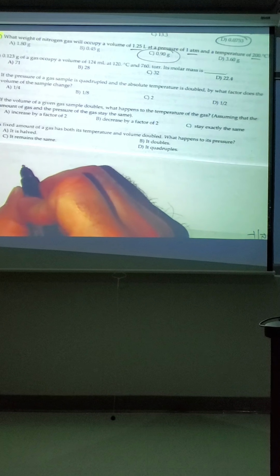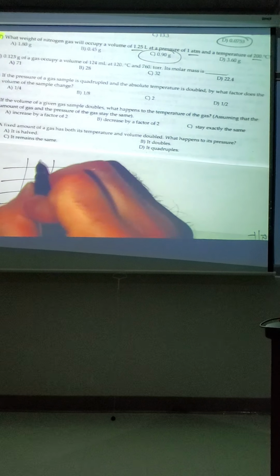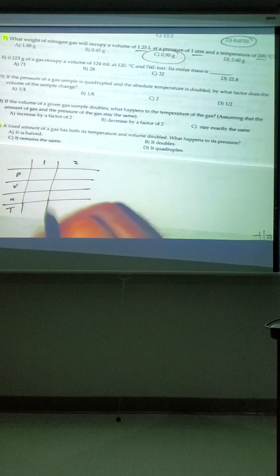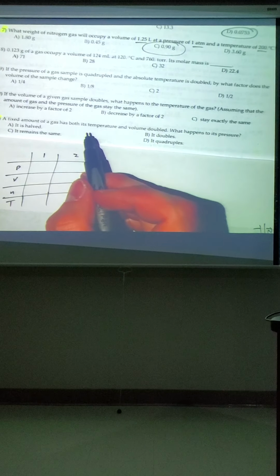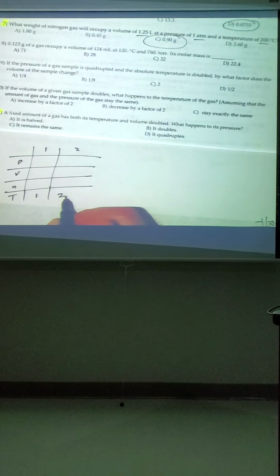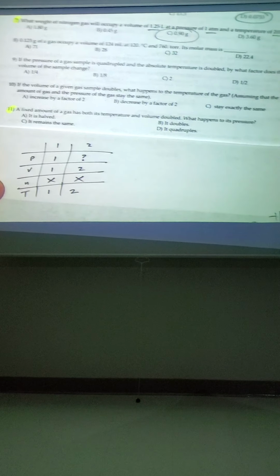So here we're going to take a chart and have 1s and 2s, P's, V's, N's, and T's. Here they say that both temperature and volume are doubled. So the easiest way to double is just to use a 1 and a 2. Temperature is doubled. Again, they said volume is also doubled. What happens to pressure? So moles wasn't touched, so we won't use moles.